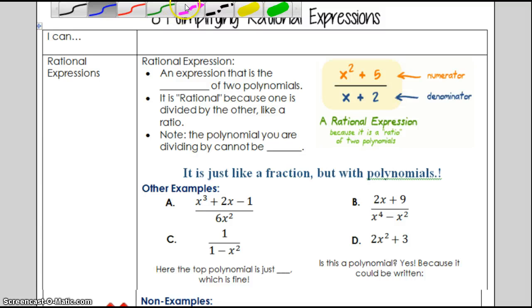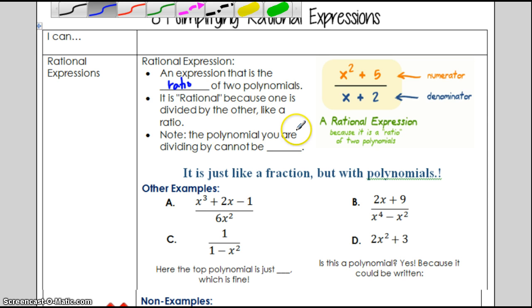All right, so we're going to simplify, multiply, and divide rational expressions. So let's first just start off and talk about what rational expressions are and a couple of the things that are involved with them. An expression that is the ratio, as you can see over here on the right, of two polynomials. So we've got a numerator, we've got a denominator.